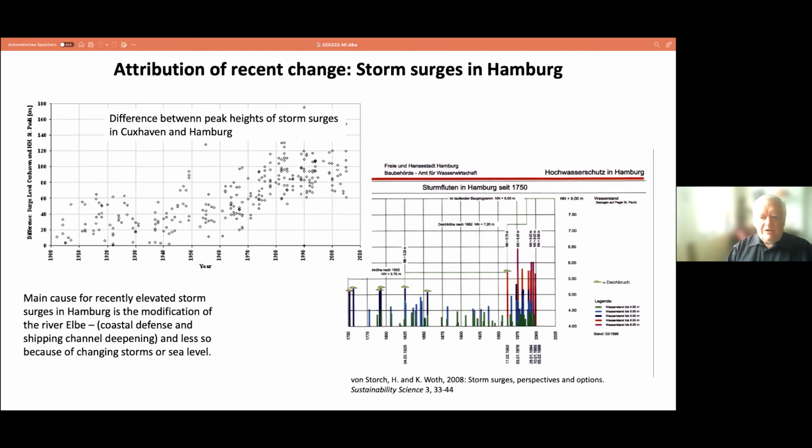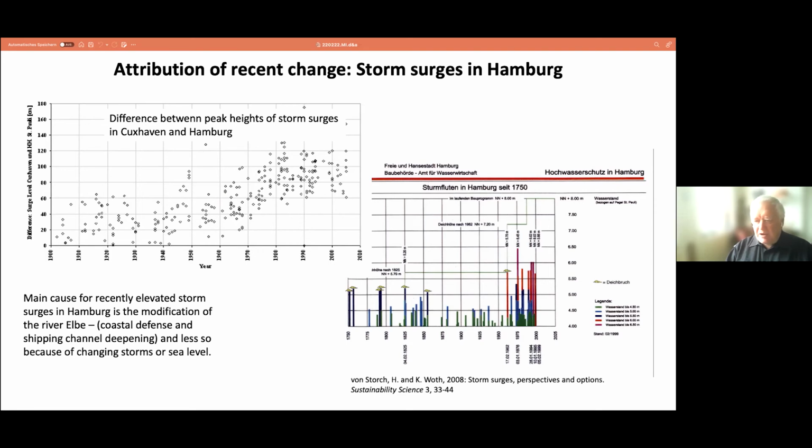If you look a bit more carefully, you would possibly dare to say this trend began in 1962, after the storm surge, when all the waterworks began in the Elbe, which transformed the Elbe. The effect of this transformation was that the storm surges became higher in Hamburg, and not only the storm surges, also the tides. And the tide wave and storm surge waves would move much faster from Cuxhaven to Hamburg, needing about 1 hour less.